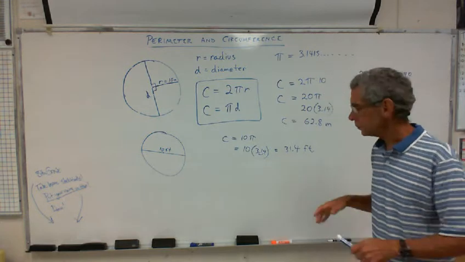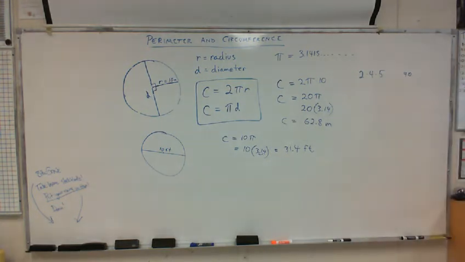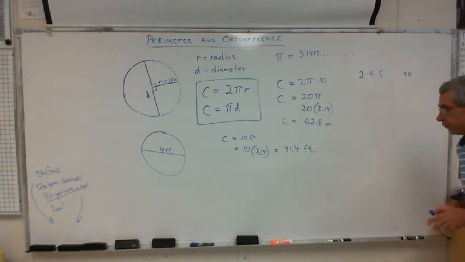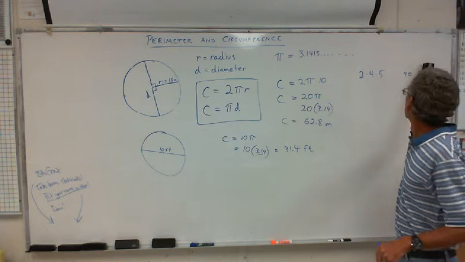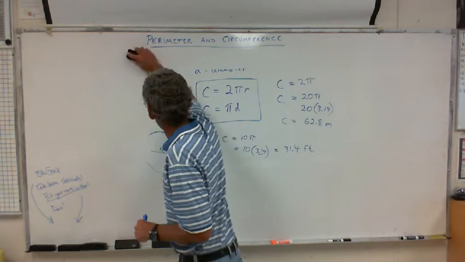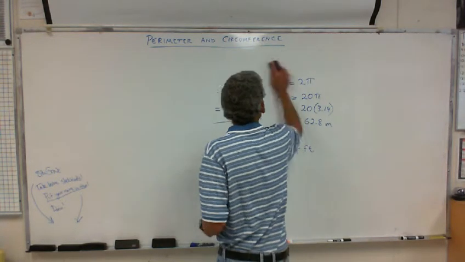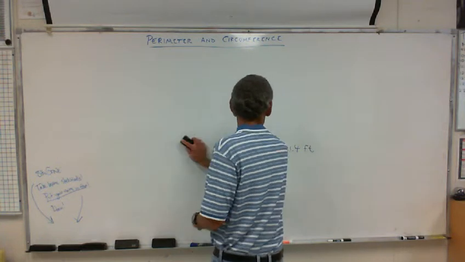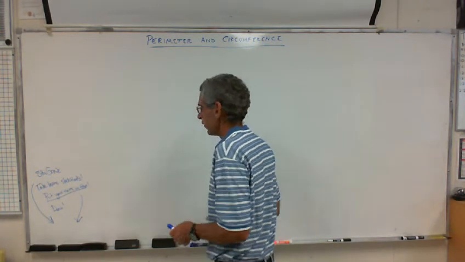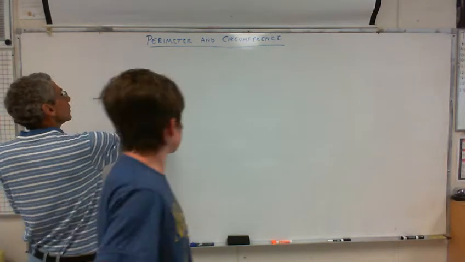All right. Can I erase all this? Yeah. I'll give you just a second. So sometimes you have a combination of rectangles and circles in a shape. Can I erase now? Yes. All right, and so you have to think about how to solve those, to find the perimeter if they ask for the perimeter on something like this.